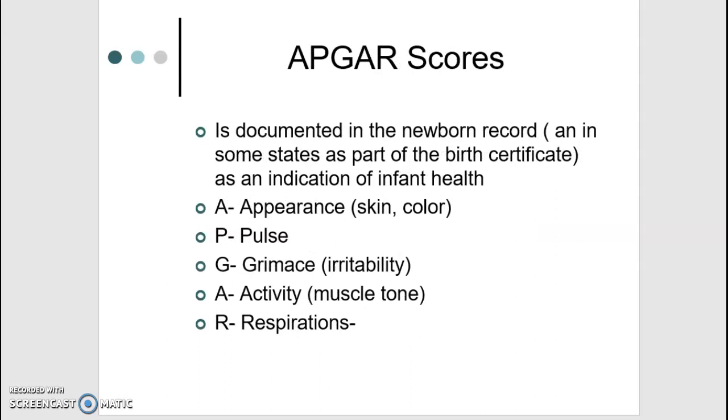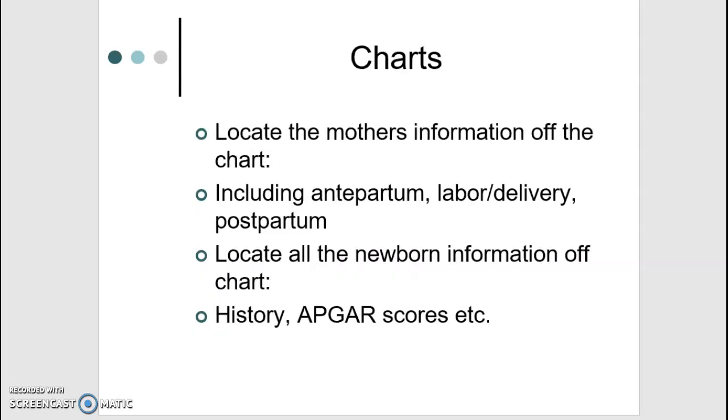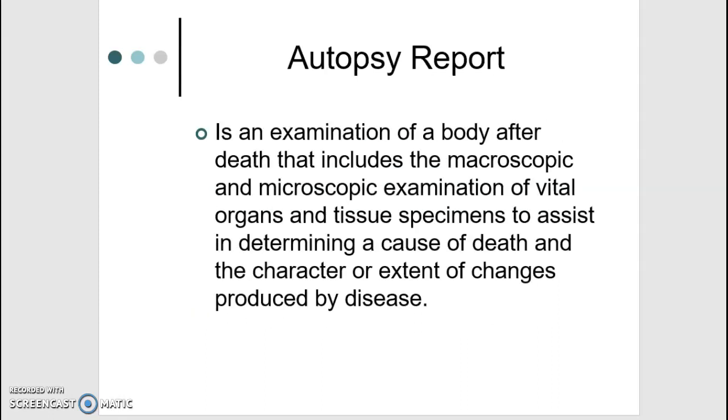Okay, the APGAR scores. This will go on the mother's chart and the baby's chart both. Sometimes it'll go on the birth certificate. A is for appearance, which is the skin color, the pulse, the grimace, the activity, and the respirations. And these get measured every 5 to 10 minutes, and hopefully they go up each time. Charts. And again, for this, just kind of check things out, be familiar.